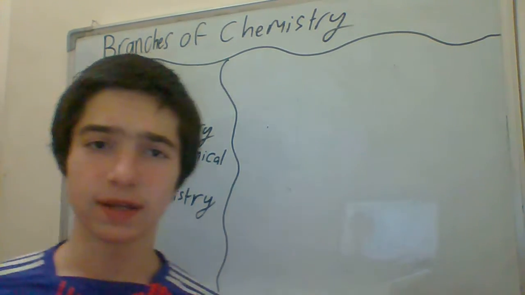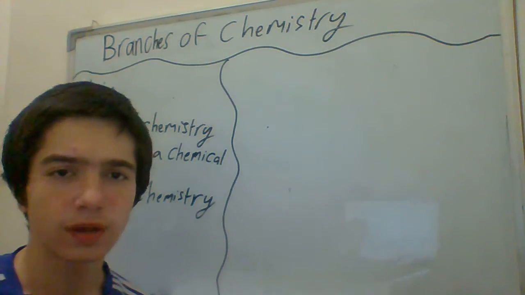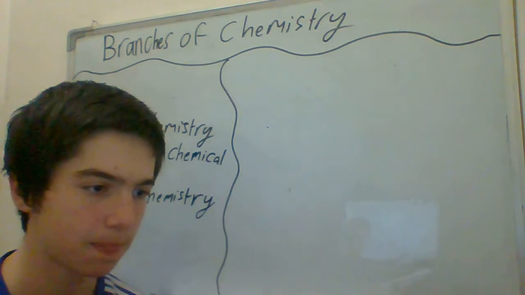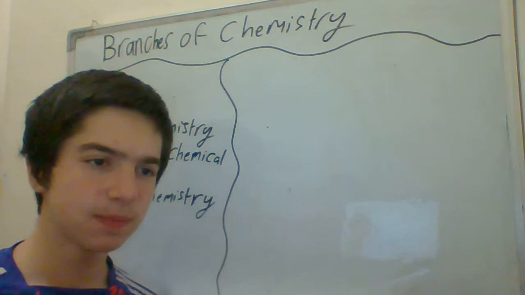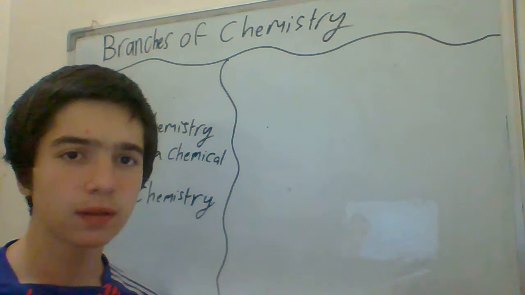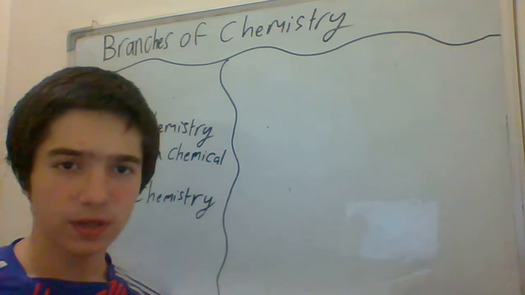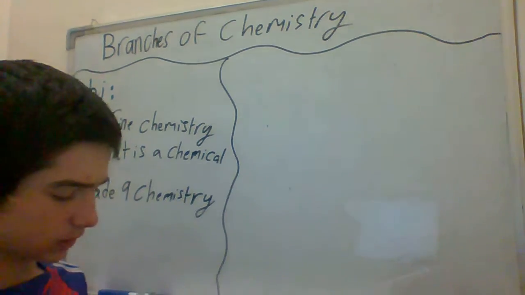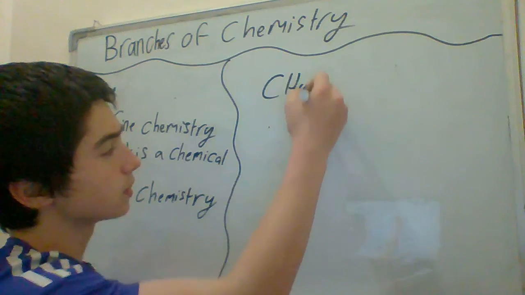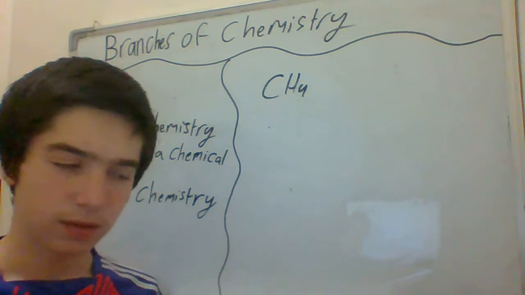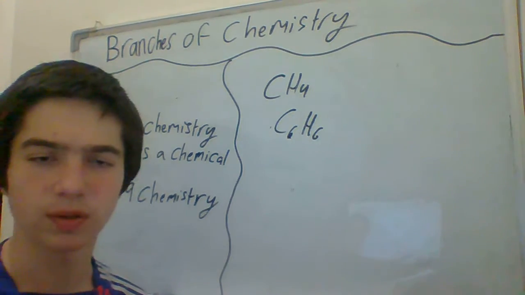Now, let's define the branches of chemistry. We're going to start with the first branch, which is organic chemistry. So what is organic chemistry? Well, organic chemistry is simply the study of compounds that contain carbon chains. What do I mean? For example, methane is an example of an organic compound. Another example is benzene, C6H6.